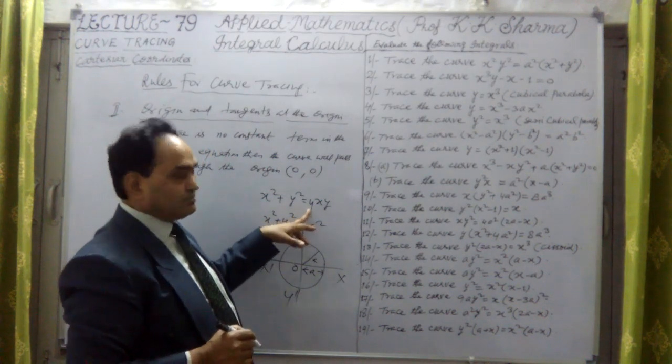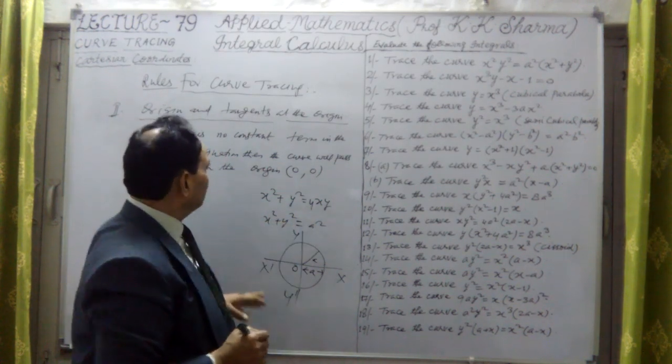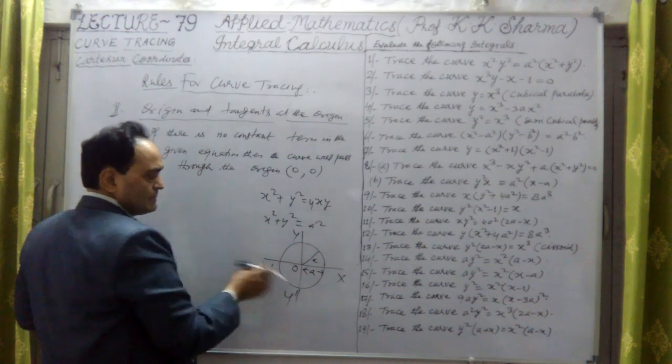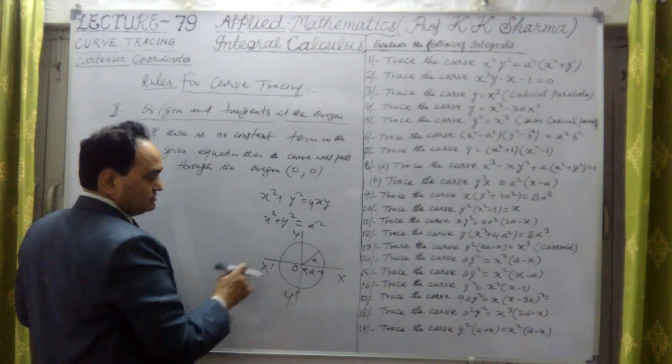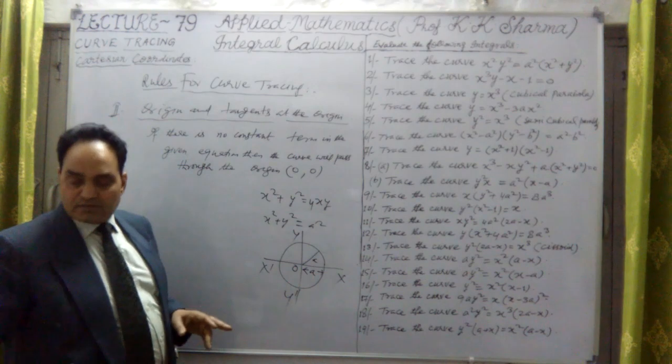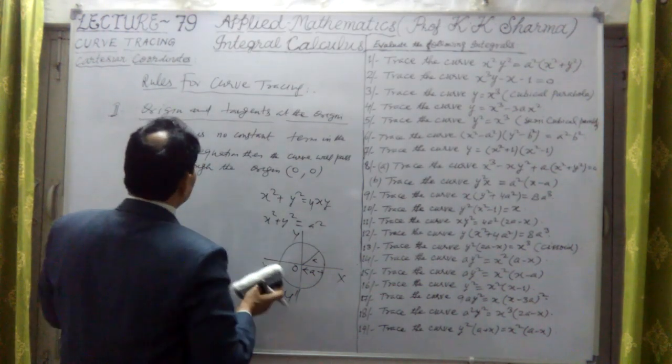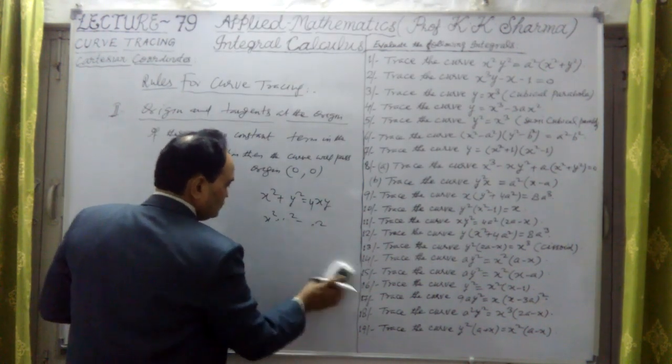I mean, this will pass to the origin, but this is not passing to the origin. Okay, so we can draw this simply. That will pass to the origin. We will just find out. So this is the process of how we have to find out the origin. Curve is passing to the origin.